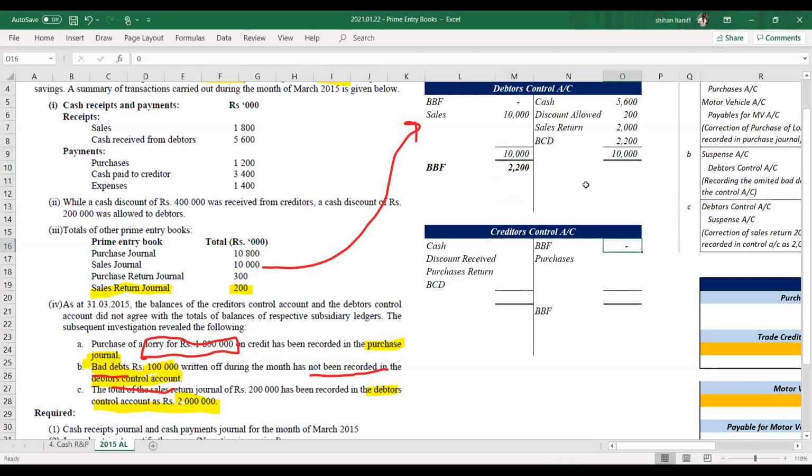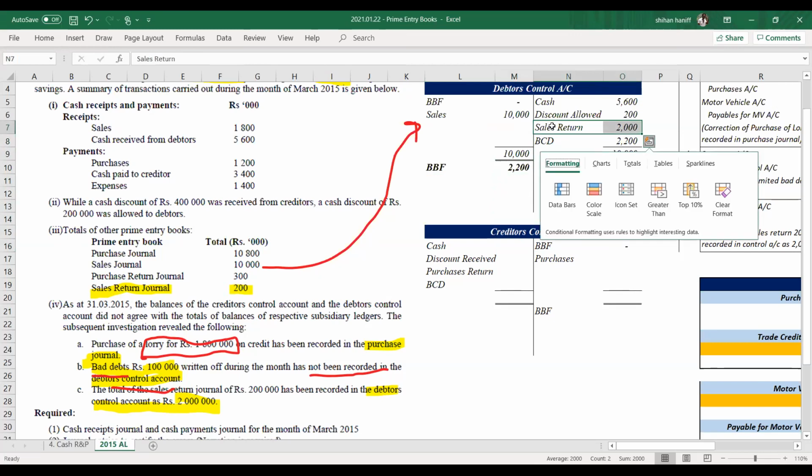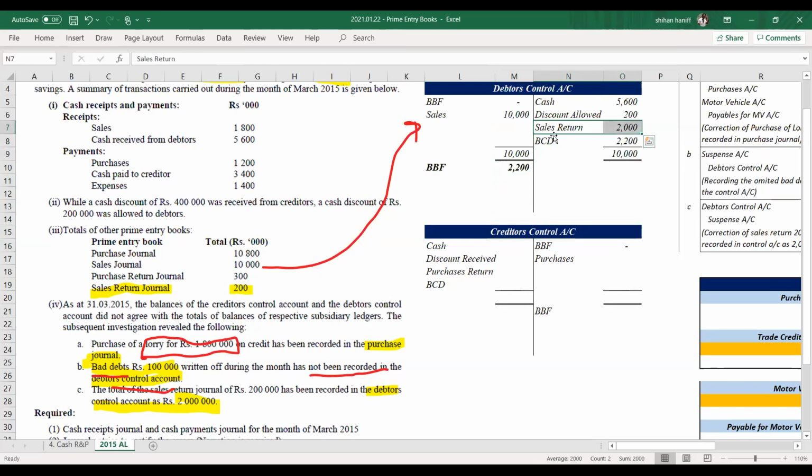And creditors, this is the wrong balance. Okay, we prepare with the errors. There are two errors in the debtors control account. One is this sales return, the other is bad debt, not recorded. Sales return recorded as 2,000, 2 million. The creditors control account purchases 10,800. That is an error. These are errors.